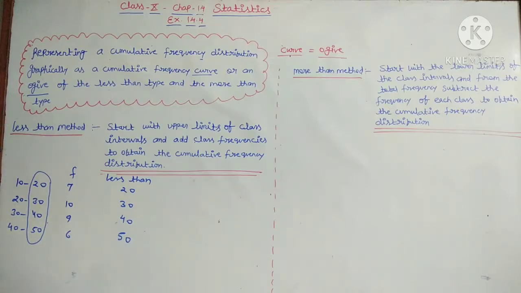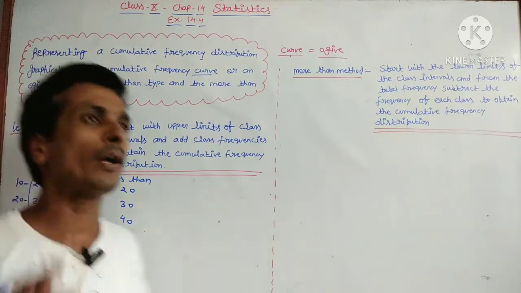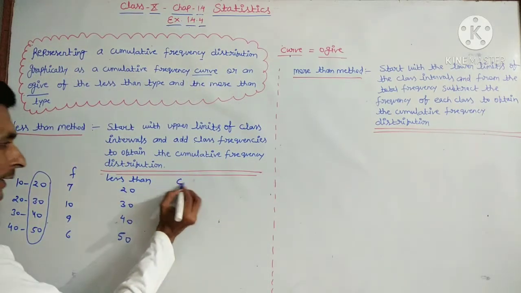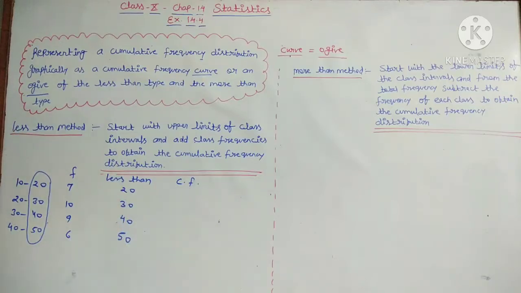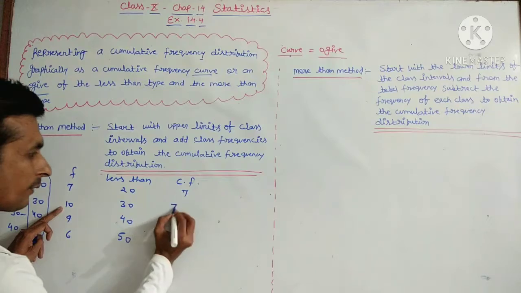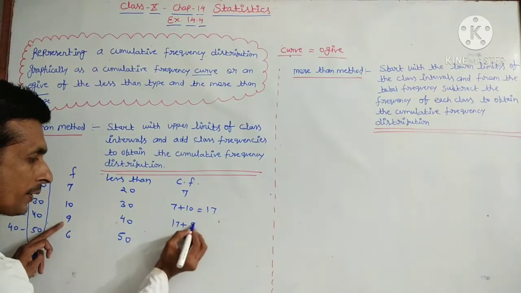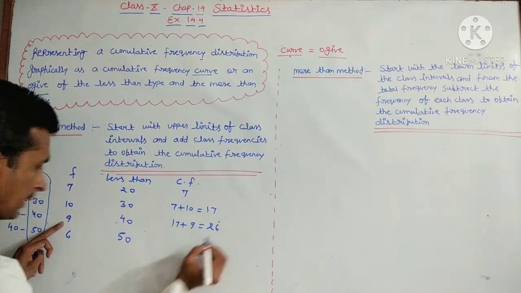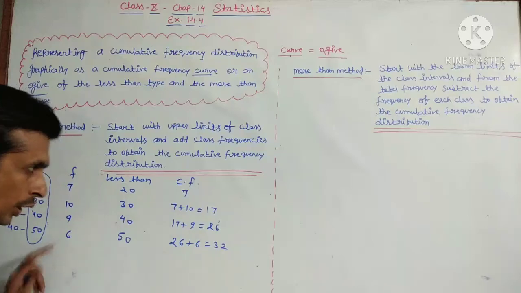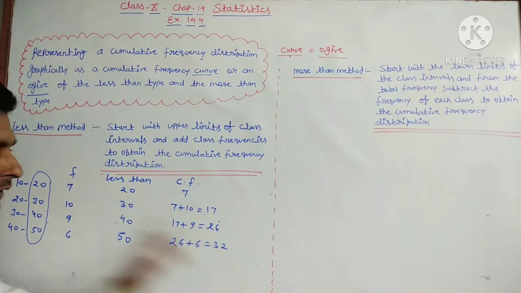Okay. The next thing you have to find is the cumulative frequency. How to find it? You can see here CF, cumulative frequency. The first value is as it is, 7, and the next value is 7 plus 10, how much? 17, and 17 plus 9, how much? 26, and 26 plus 6 is equal to 32. So these are the cumulative frequencies: 7, 17, 26 and 32.